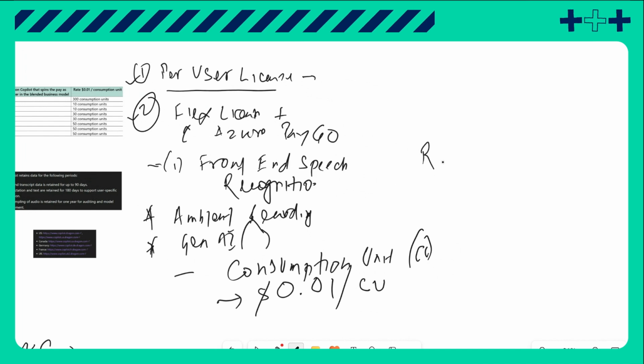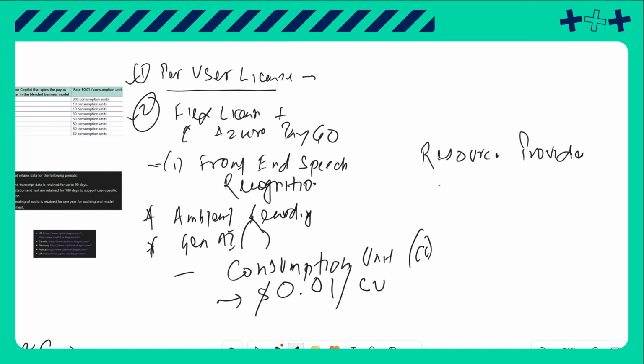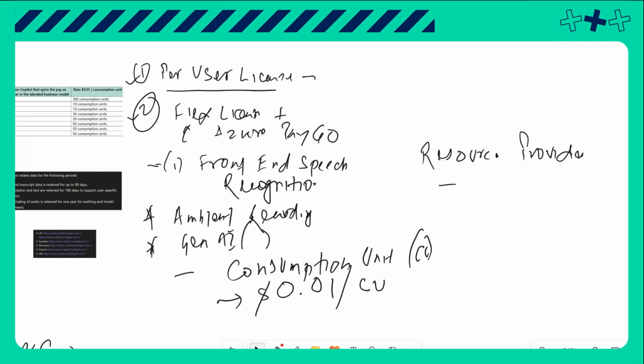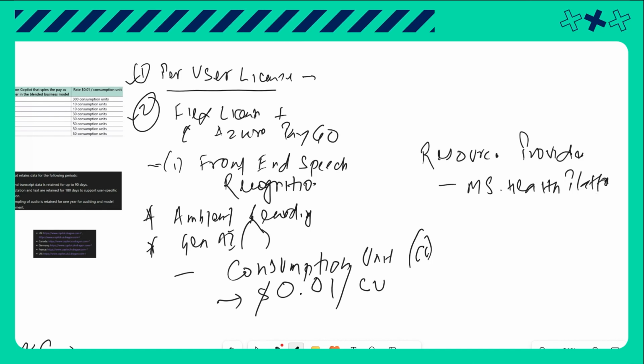And one thing, in order to activate this, yes, you need an Azure subscription, but you also need to register a resource provider by going into the Azure portal with the name Microsoft Health Platform. And then this part will be part of the pay as you go.